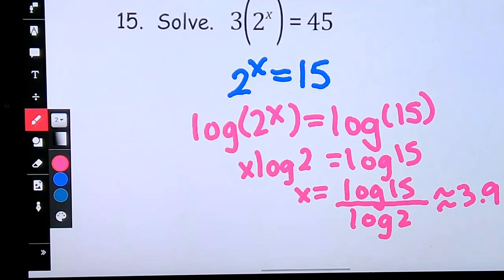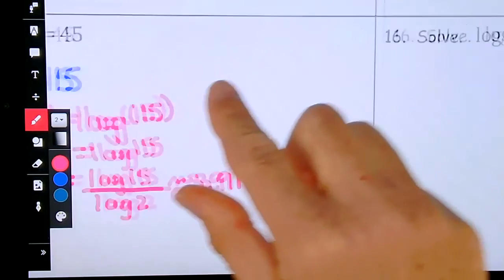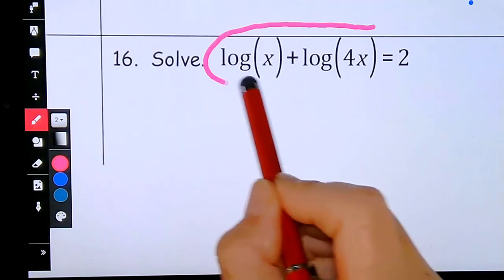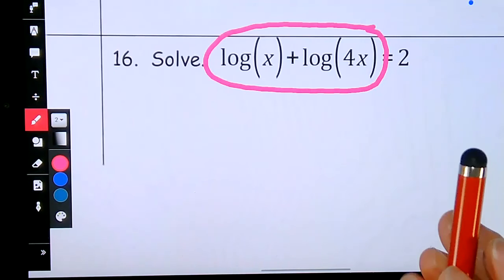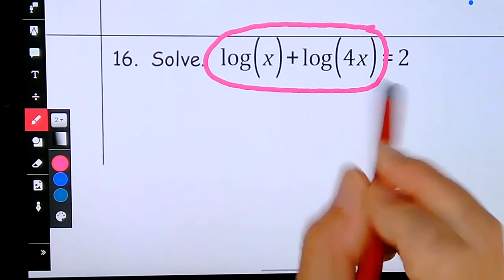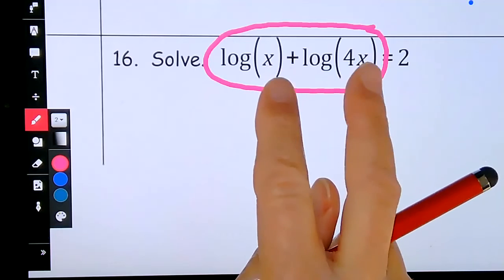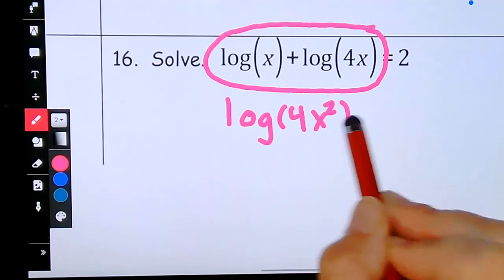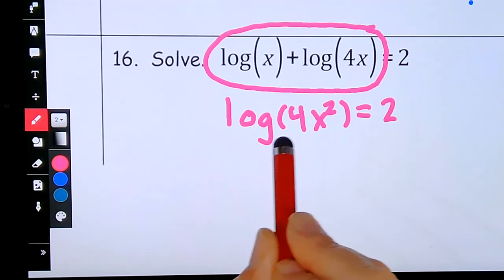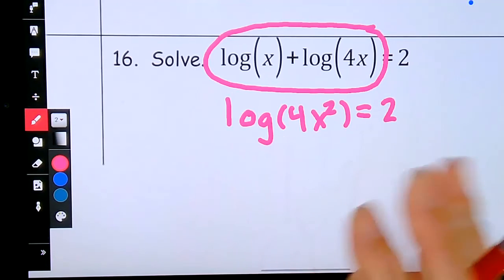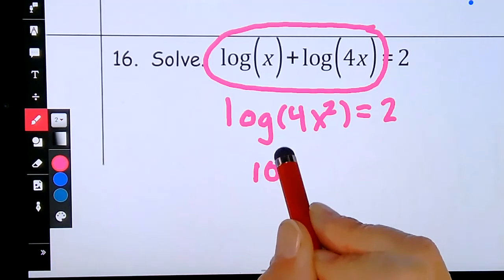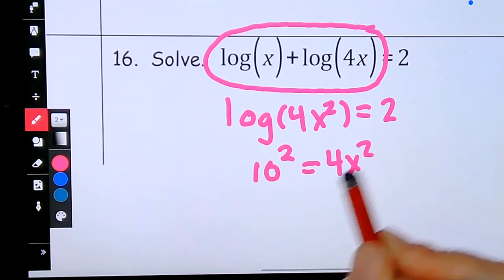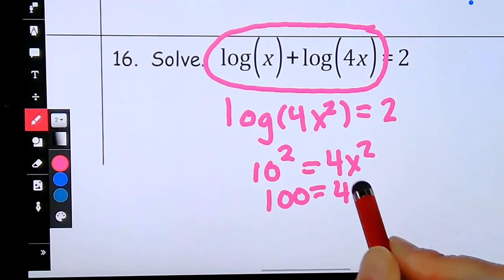Okay, and the next one, which is the last one, this is a logarithm one, but this one we have more than one log on one side, so you have to get that to be a single logarithm. So when you have a log plus a log, you can multiply, write it as a log of the product of these. So this is going to be log of 4x squared is equal to 2. Now, since there's no base here, this is your common log. It's base 10. So now I'm going to write it in exponential form. 10 to the second, remember this is always your exponent, is equal to 4x squared.